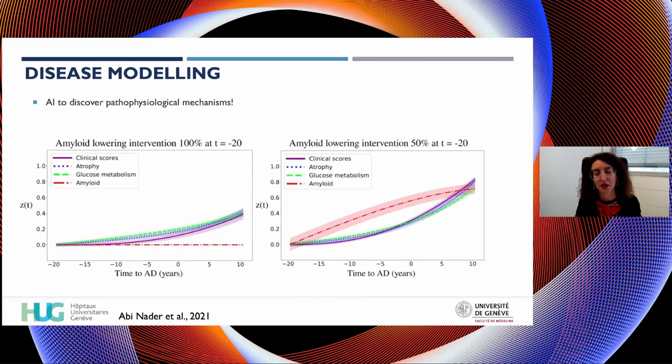And another very powerful piece of information that we could get from modeling is the ability to see what is the effect of an intervention. And here, what is simulated is an amyloid-lowering intervention, but one could simulate also cognitive enhancement or meditation intervention, assuming that we can know the biological effect on one of the processes. And of course, assuming, this is another necessary assumption, that the interplay between the different processes is not modulated by the intervention, we could simulate what happens on atrophy, glucose metabolism, and amyloid when we apply, for example, an amyloid-lowering intervention that reduces amyloid by 100%, so removes it at time minus 20 from the beginning, or when the intervention is only 50% effective at the same time point.